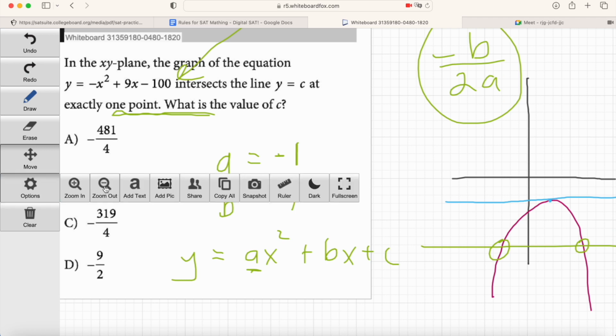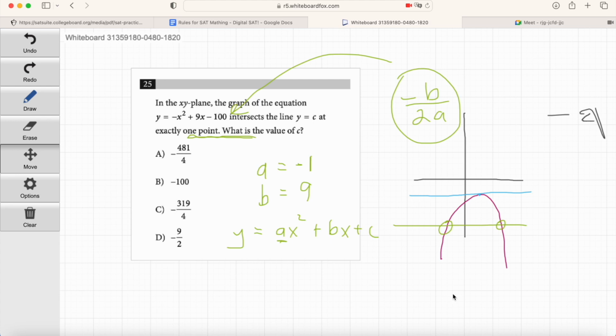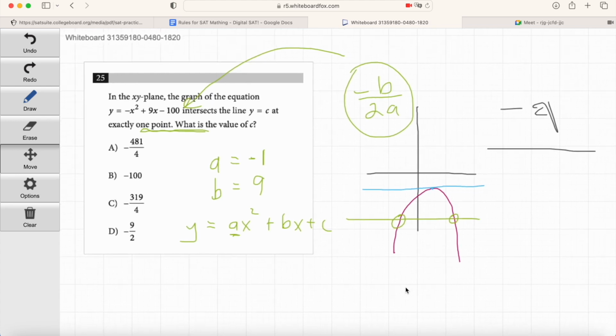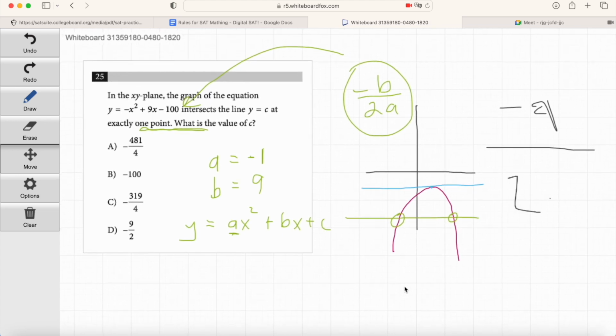Negative 9 over 2 by negative 1. Be careful there because that looks a little bit like 2 minus 1, so I'm going to put parentheses on that negative 1. Does that make sense?